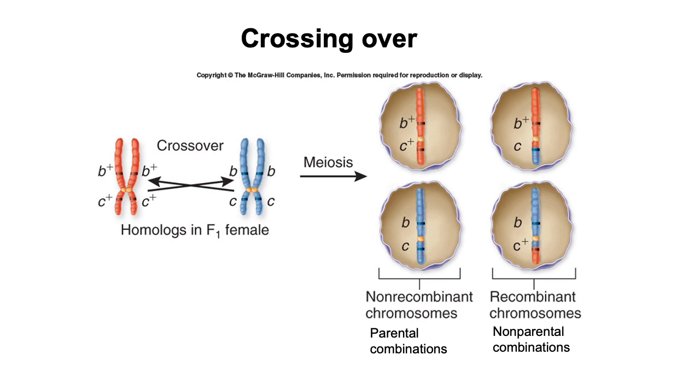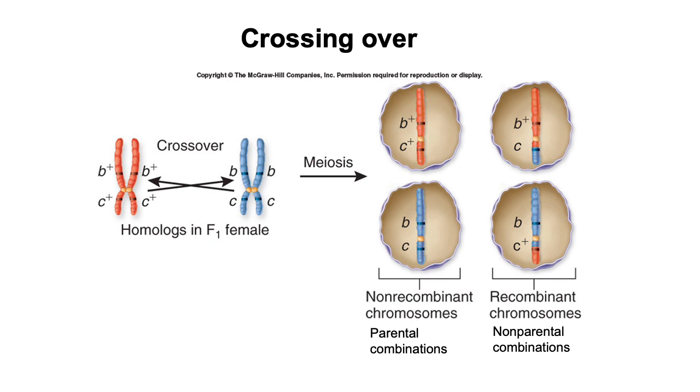In the female, remember she's heterozygous and she has the wild type plus alleles on her red chromosome and the recessive B and C alleles on her blue chromosome. Those 2 homologs will come together during meiosis, and most often they will separate and you will get the chromosomes in her gametes that are shown, the 2 on the left. When you look at those 4 gametes, the red chromosome with the B plus C plus, and then the blue chromosome with the B C. So those are what's going to happen most frequently.